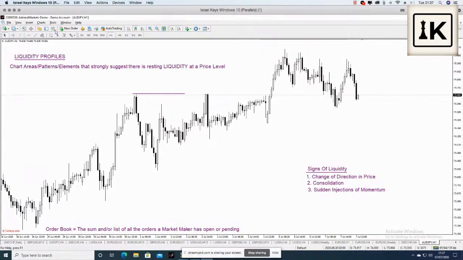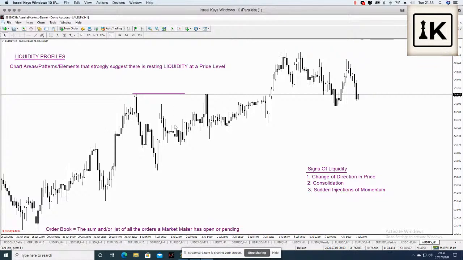So liquidity profile suggests there is a chart area, pattern, or element that suggests there's liquidity resting at a particular price level. Market makers need liquidity levels to fill their order book. And the signs of liquidity are 1, a change in direction of price, 2, a consolidation, or 3, a sudden injection of momentum, meaning price was just going along nicely and then it starts to run crazily.